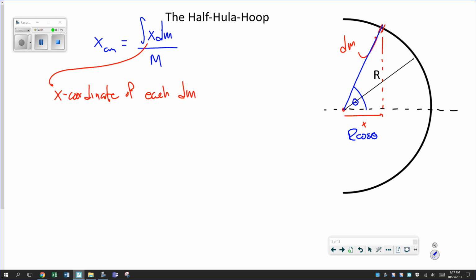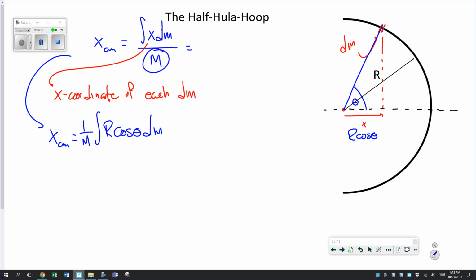So that means that we can now write this, I'll jump down here, as our x-coordinate of center of mass is the integral of r cos theta dm. And I'm going to take the 1 over m and pull it out here. This is a constant. It doesn't get integrated. We can pull it out in front of the integral, no problem. Actually, we can do the same thing with r. R is a constant. That doesn't get integrated. We can pull it out of the integral if we want.